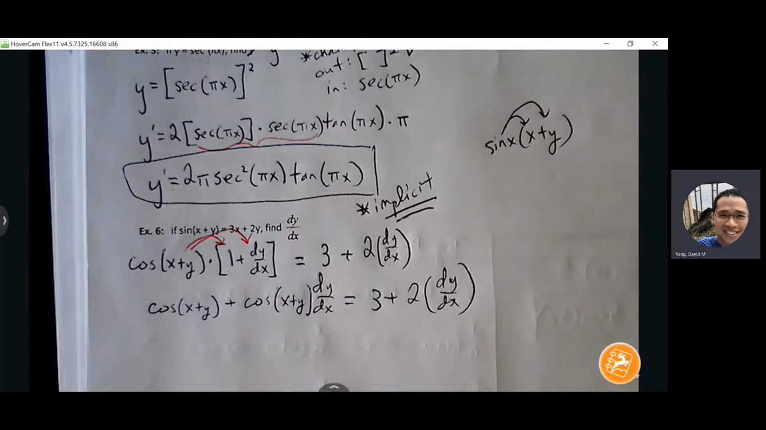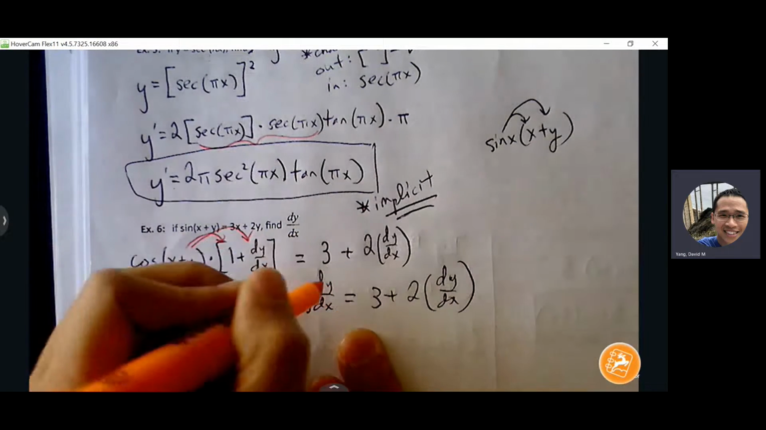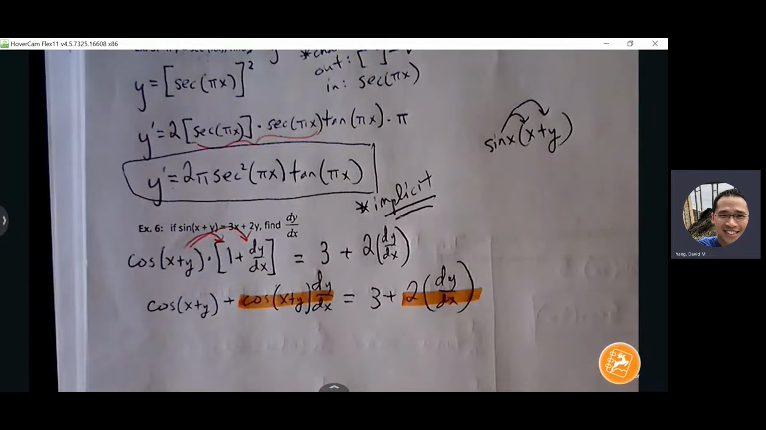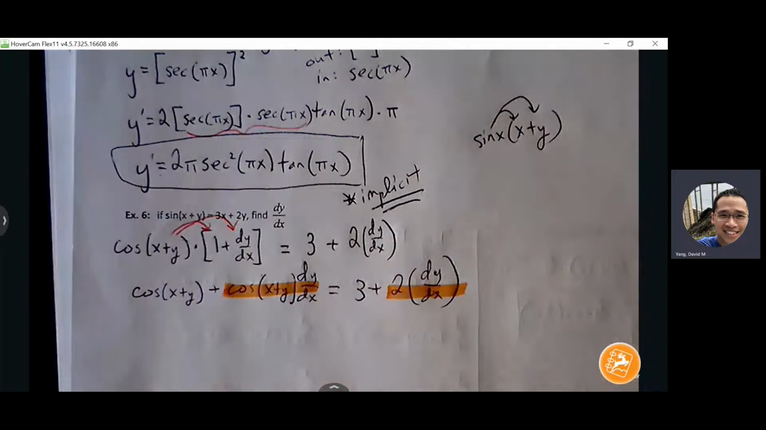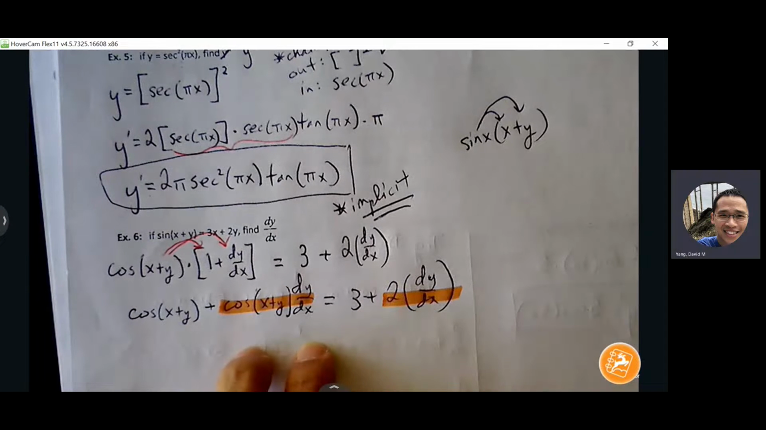Okay, so now that we have four separate terms, we're going to identify the terms that have dy dx in them and get them on the same side so we can factor out that dy dx, because ultimately we're trying to get dy dx by itself, right? So I'm going to put those two terms on the left side so that I can factor my dy dx out. Terms that do not have dy dx, I'm going to move to the right side. Then I can factor and solve for dy dx. So subtract over.